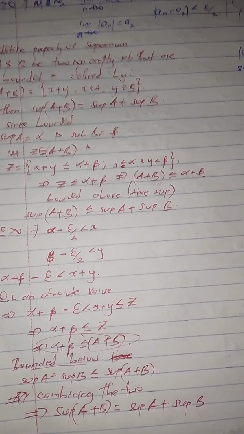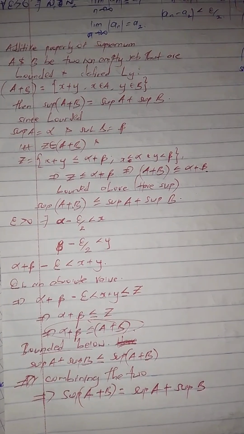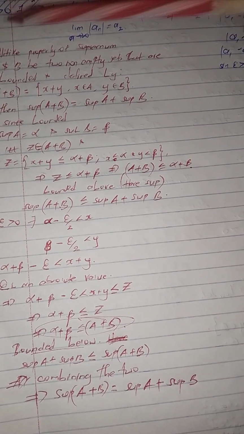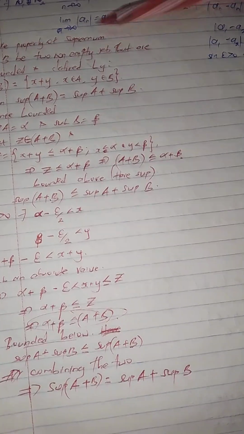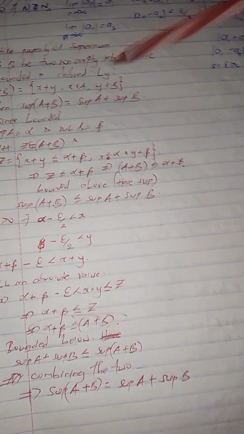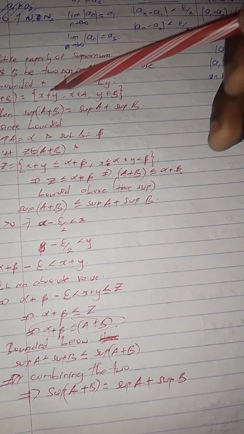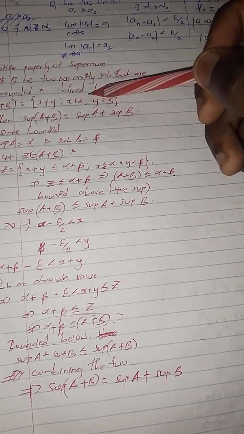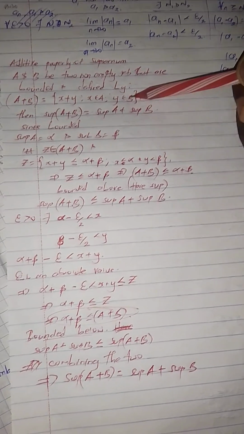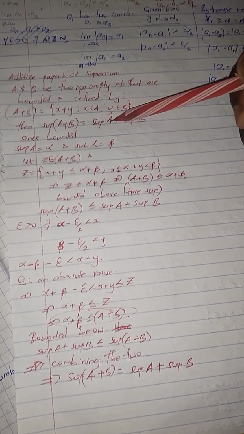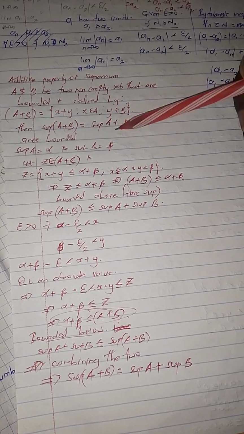So this is the additive property of supremum. For every given A and B, two non-empty sets that are bounded, define A plus B as the set of x plus y, where x is an element of A and y is an element of B. Then the supremum of A plus B is equal to the supremum of A plus the supremum of B.